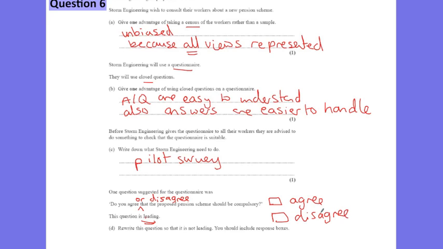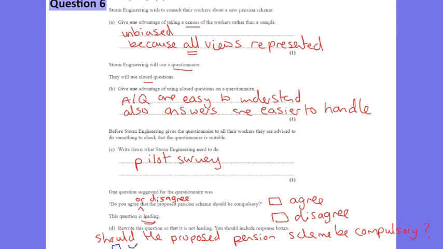Now, you might want to reword it and say something along the lines of should the proposed pension scheme be compulsory? Again, using the words that are in the question, just adapting them slightly. Should the proposed pension scheme be compulsory? We need some response boxes there. Yes, no, and then don't know. So this is an example of a good closed question with response boxes.